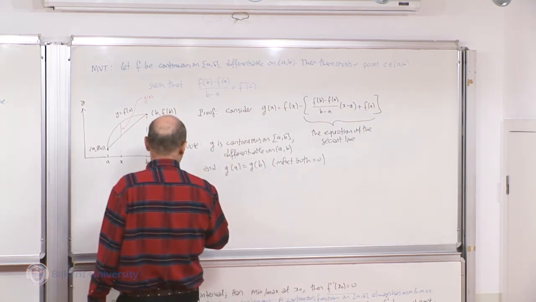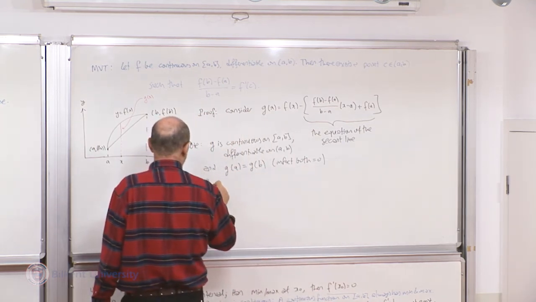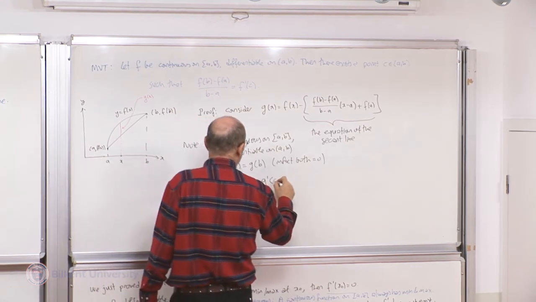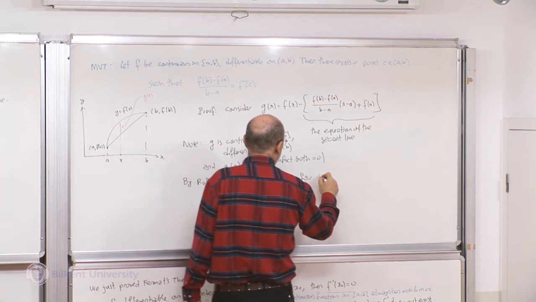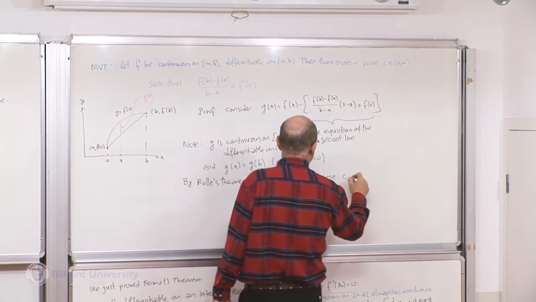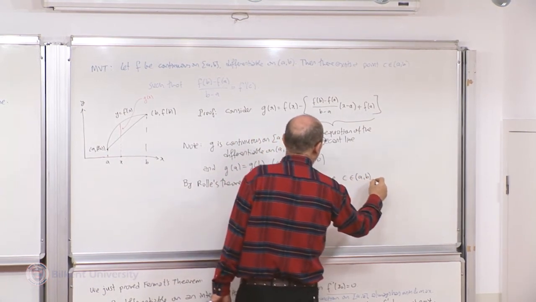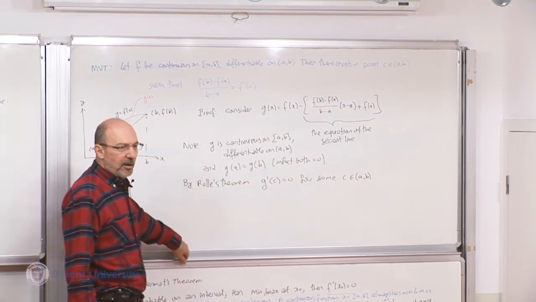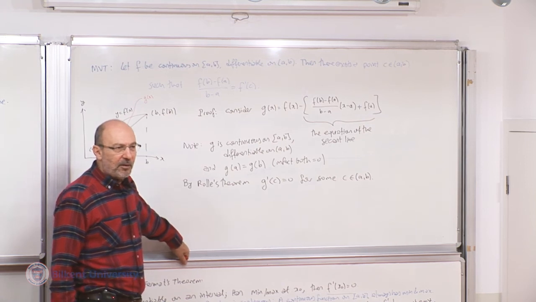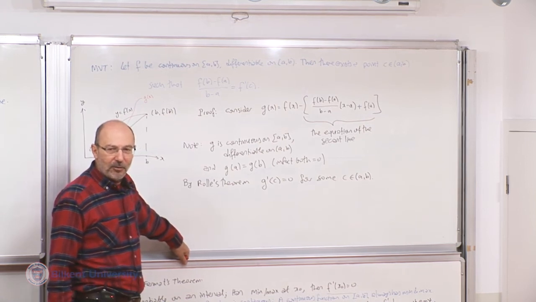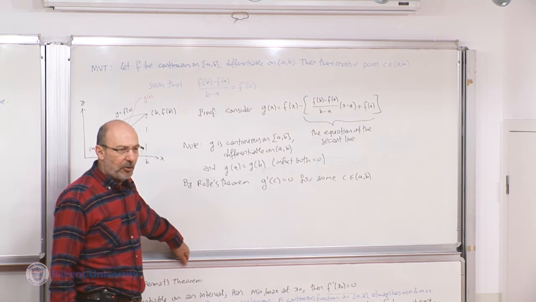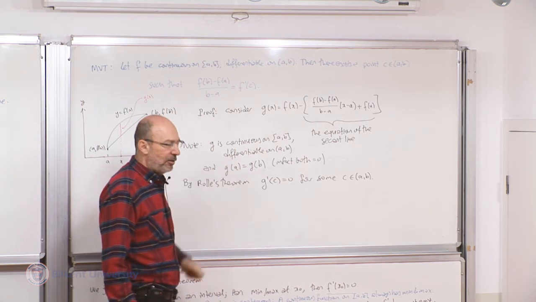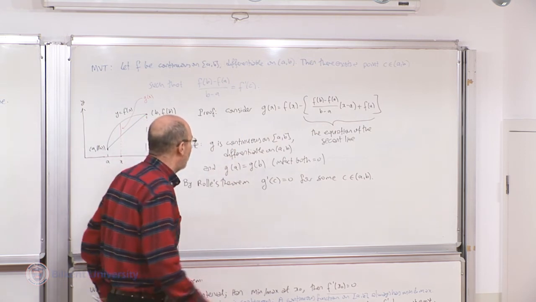Now you say, by Rolle's theorem, g prime c equals 0 for some totally unknown c in the interval. Okay? So this is the point up to where our intuition guided us. Now let's do the calculation. Keep our fingers crossed that when I take the derivative of g, I'll get something nice.